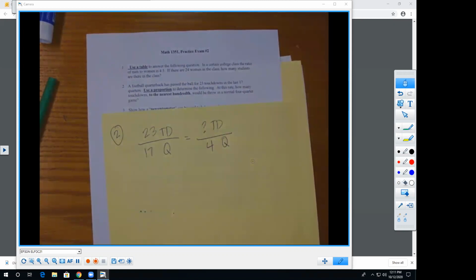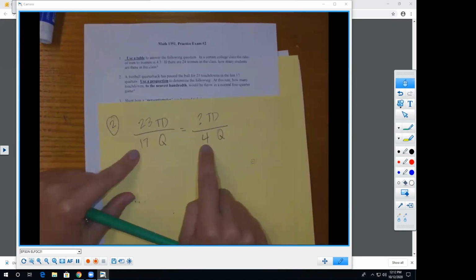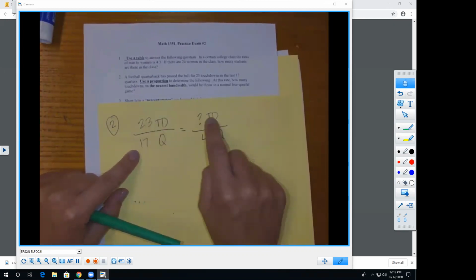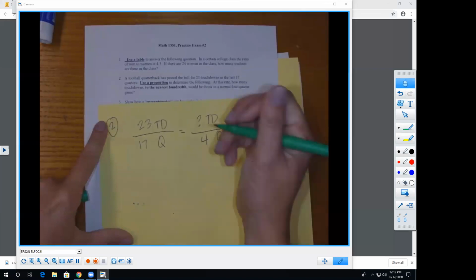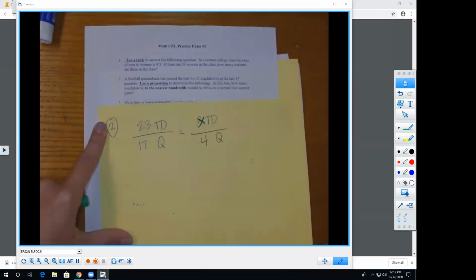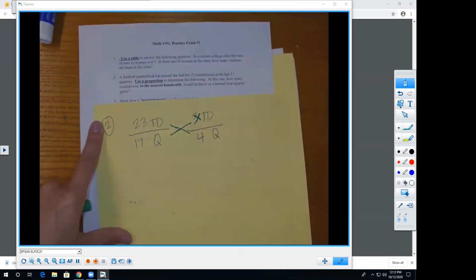Okay, so for this one, usually what we do is we see 17 times what equals 4. You could technically do that. It would be a decimal, and you could multiply the decimal on top there. You could also do what we've been doing with the percentometer one. If this is like X, we could cross multiply, do 17 times X and 23 times 4.